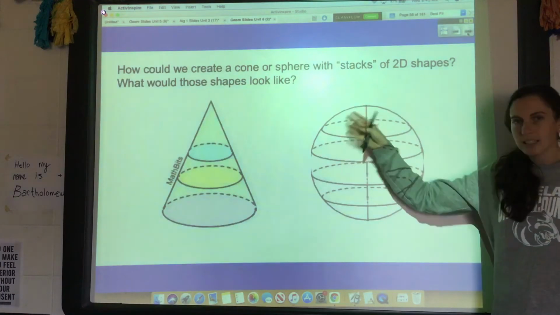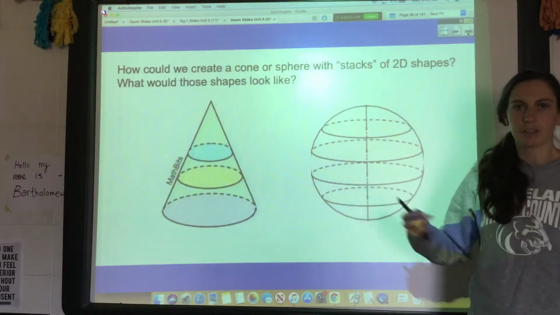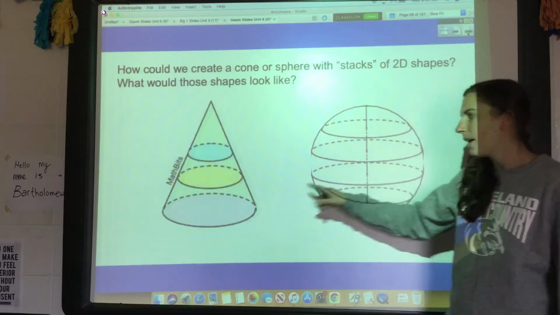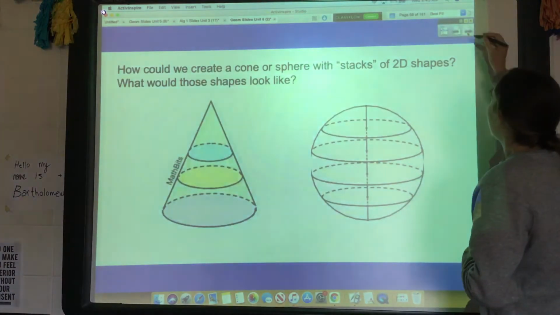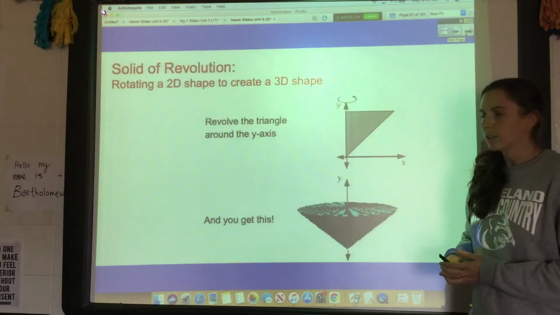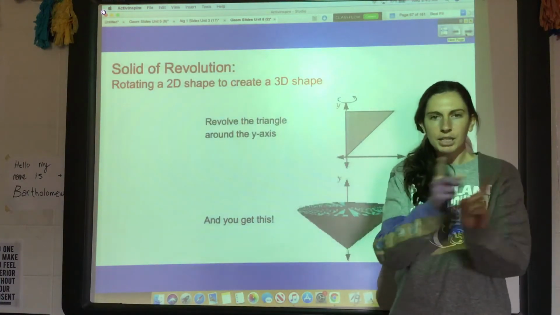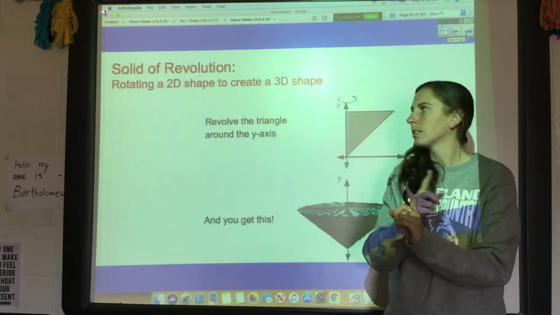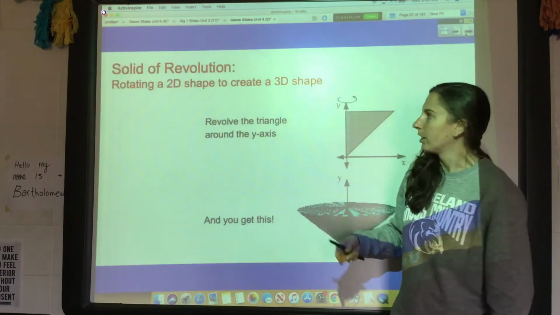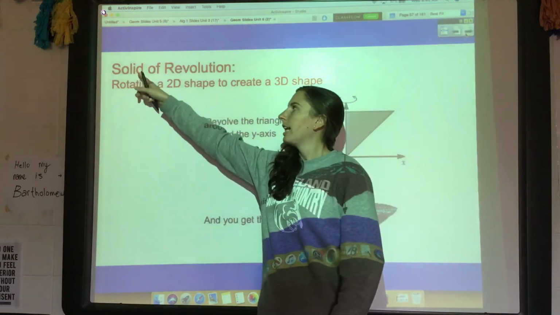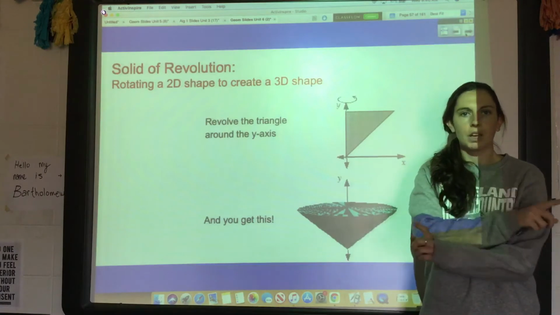But again, just creating stacks of shapes is not the only way we could think about creating a three-dimensional solid. In fact, with round stuff like this, sometimes it's easier to think of it in a different way. And so I want to introduce to you what's called a solid of revolution. When you revolve something, that just means rotate around an axis, just like a revolving spit of chicken or something. So we're creating solids by revolving a two-dimensional shape around an axis.